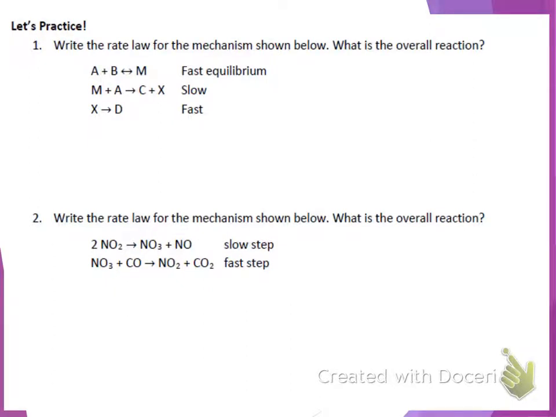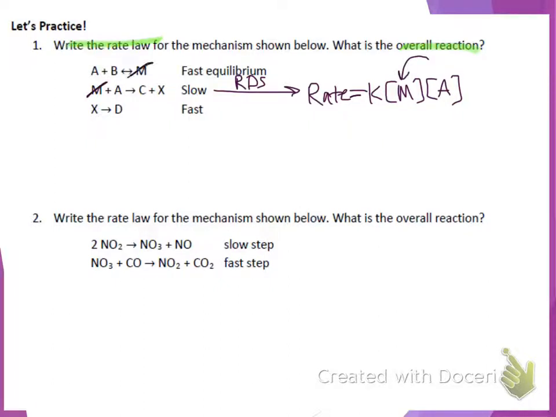Okay, so on number 1, we want to write the rate law for the mechanism and find the overall reaction. When we write the rate law for the mechanism, we need to be using our slow step, which is the rate determining step. From that rate determining step, we're going to write our rate law. Rate is our rate constant times the concentration of M and the concentration of A. Well, we can't use that as our rate law for the mechanism because it contains an intermediate. M is an intermediate because it was made in the first step and used in the second. We need to replace that intermediate using our fast equilibrium step.